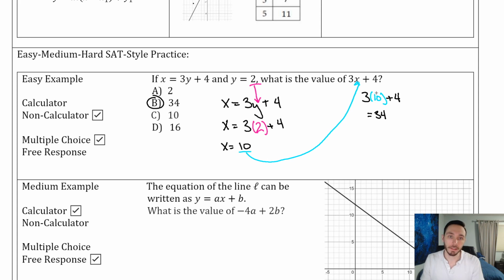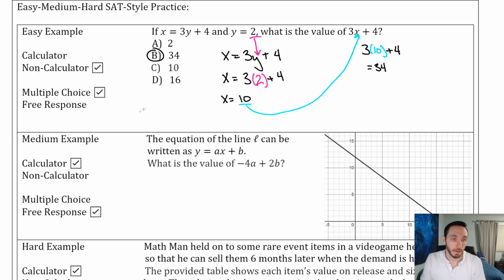SAT likes to do this thing: what is the value of? And then it's additional math at the very end. Not sure why. And you see it actually again right here.